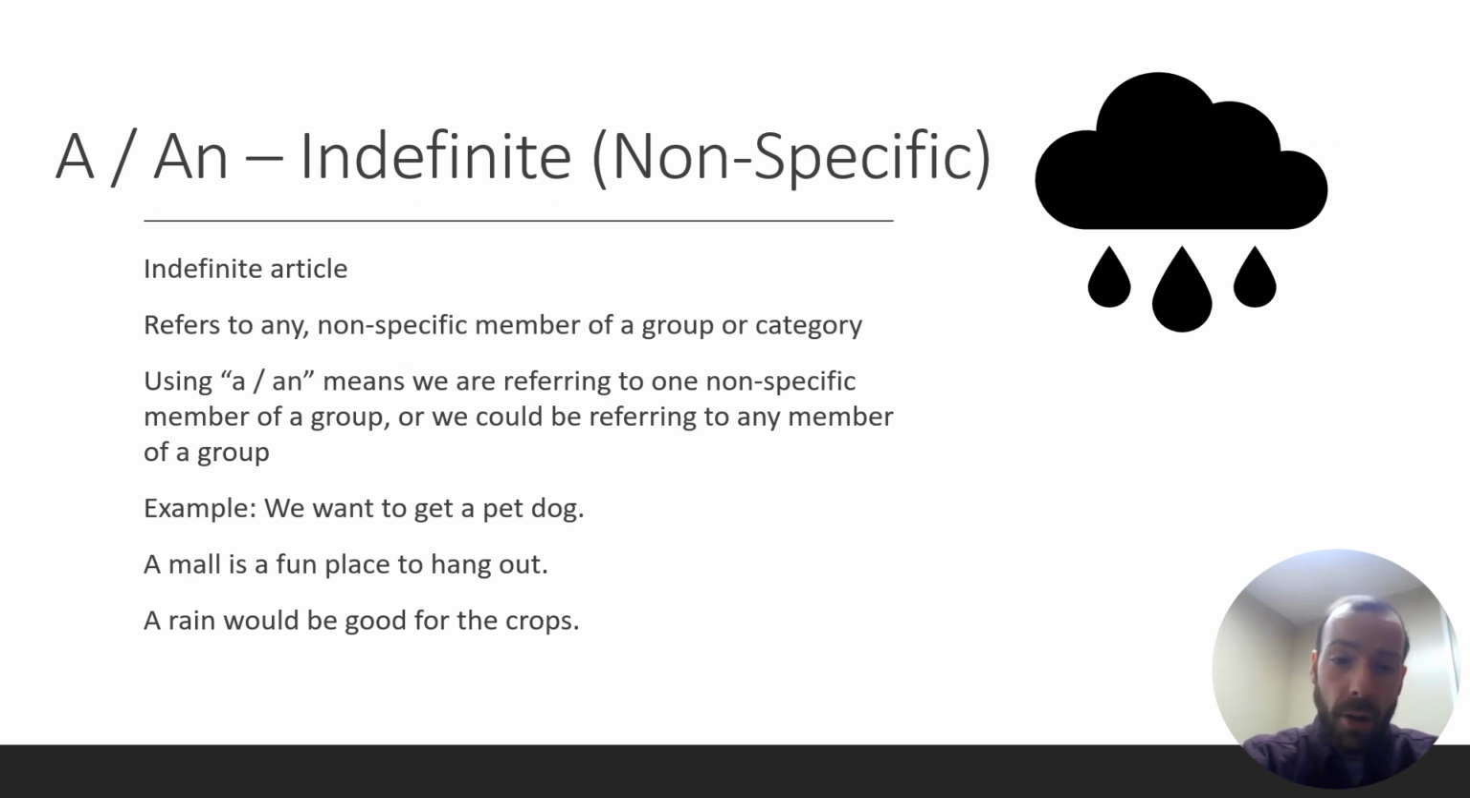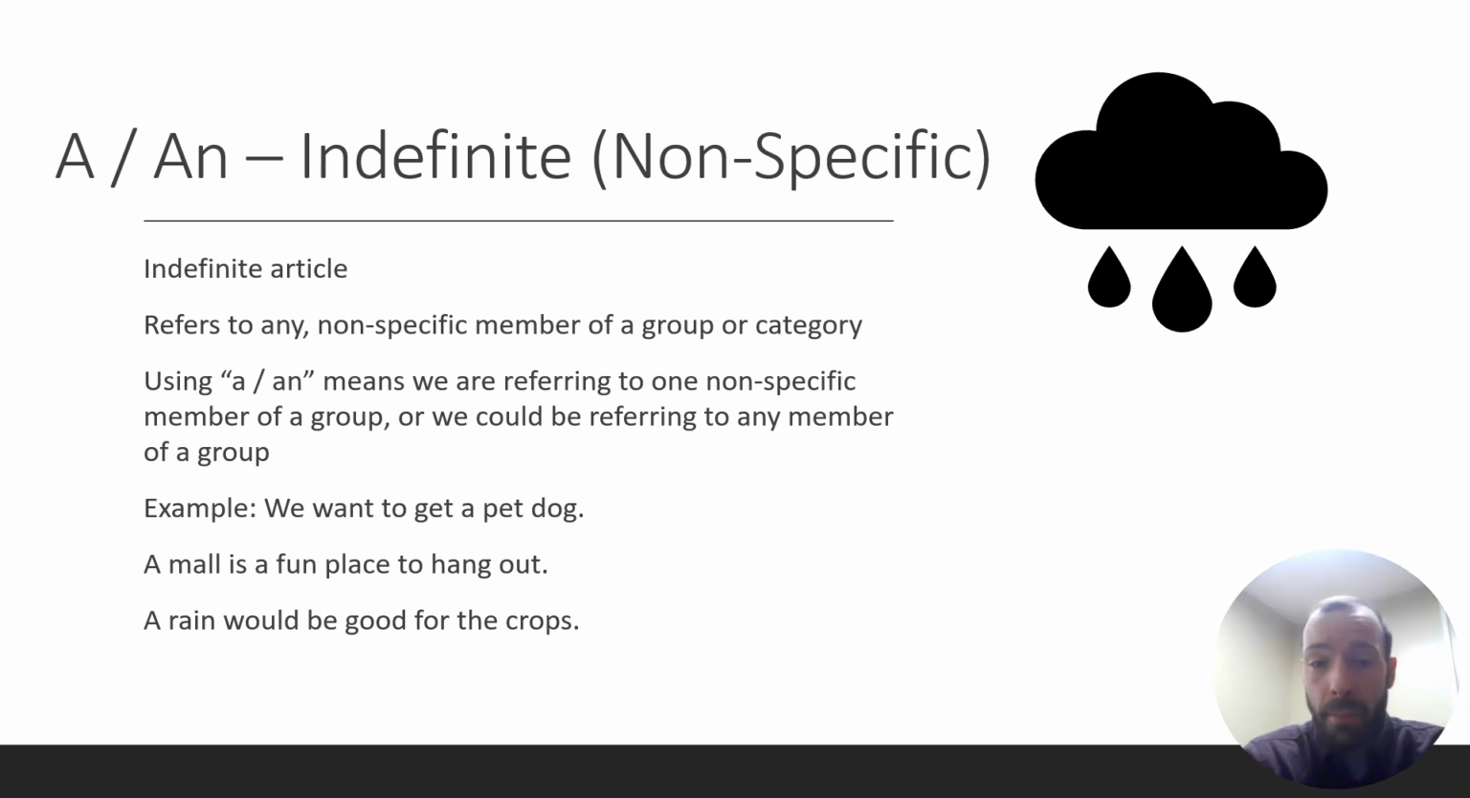On the other hand, we call this little word a or an the indefinite article, which means non-specific. This means when we use this little word, we're talking about any non-specific member of a group or category. Using it means we're referring to one non-specific member, or we could be referring to any member of a group. So here's some examples. We want to get a pet dog. In this case, we're talking about getting a pet dog. It doesn't matter really which one yet. We're just talking about any possible dog out there that we would like to get.